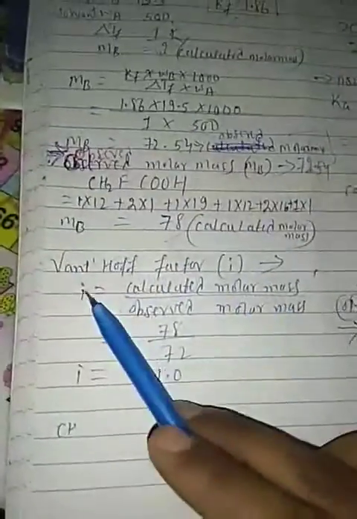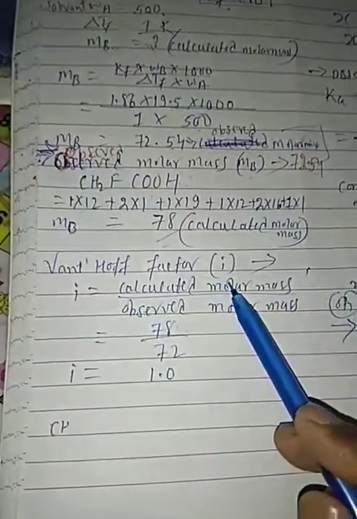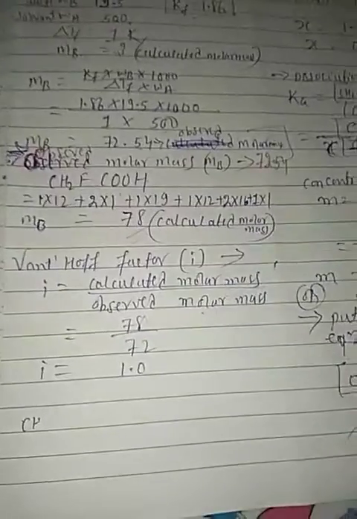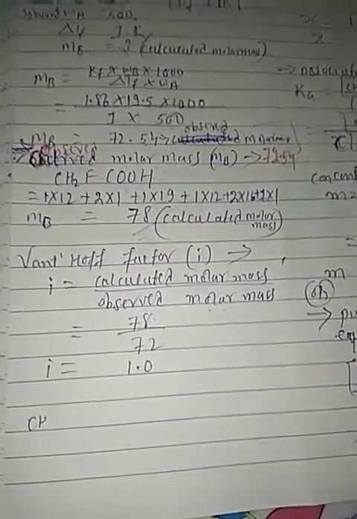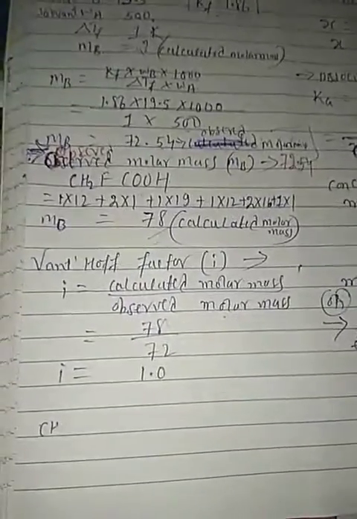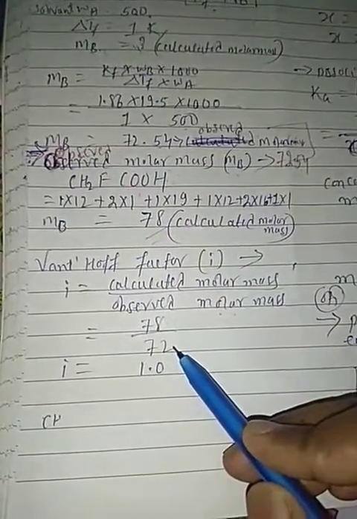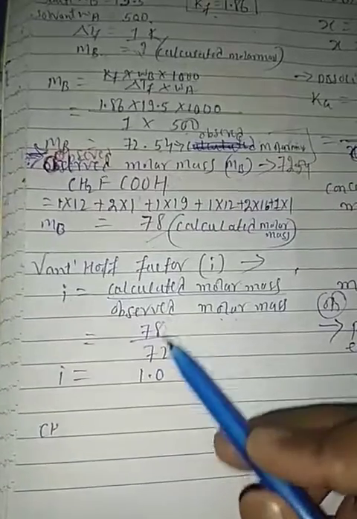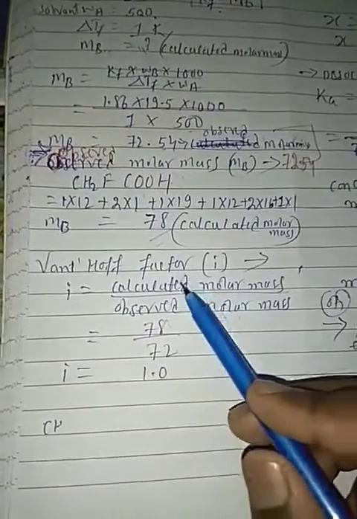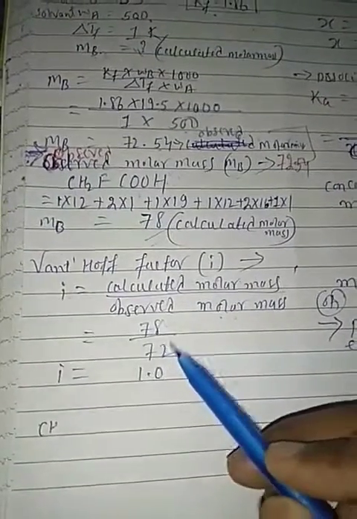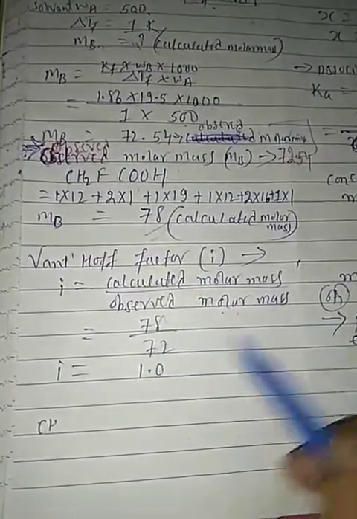So the Van 't Hoff factor is equal to the calculated molar mass divided by the observed molar mass. So what is the observed molar mass? For the observed molar mass per unit, how many calculated molar masses are present? That is what we are comparing here. So 78 grams divided by 72 grams. The 78 is the calculated molar mass, and 72 is the observed molar mass. So then we got the i value as 1.0753.